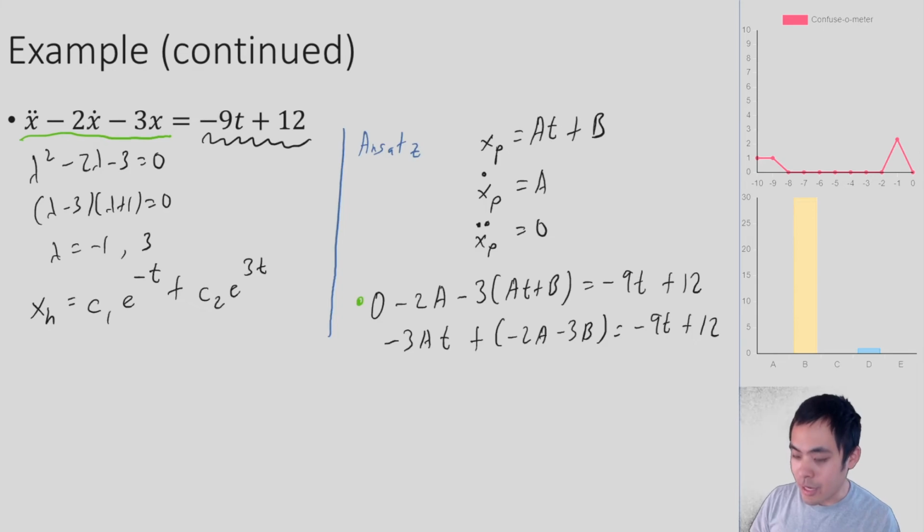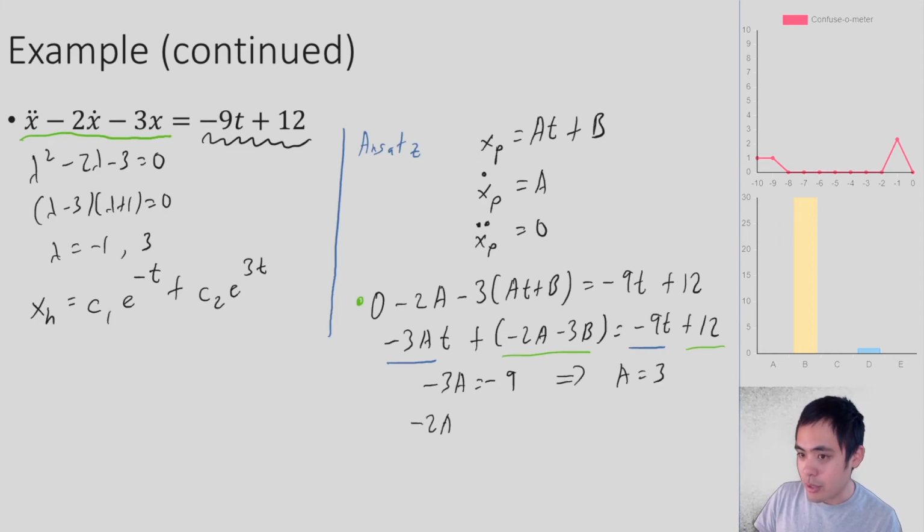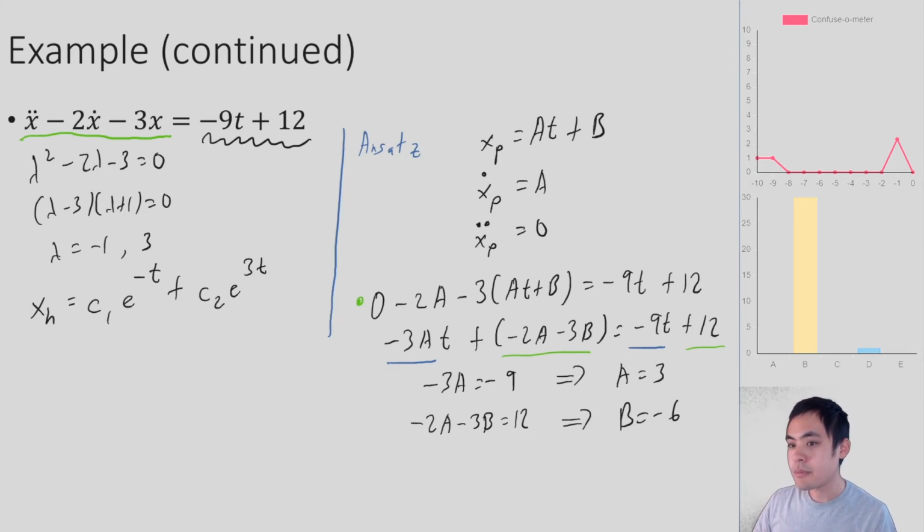Okay, so now we've done that, we can simplify, and the thing we'll do is we'll take this and set that equal to lat, and we'll take this and set that equal to lat, since we're setting equal all the parts with t and all the parts without t. And so we're left with minus 3a is equal to minus 9, which implies that a is equal to 3, and minus 2a minus 3b is equal to 12. And when you solve for that, you get b is equal to minus 6, which implies that our particular solution is 3t minus 6 for the inhomogeneous equation.